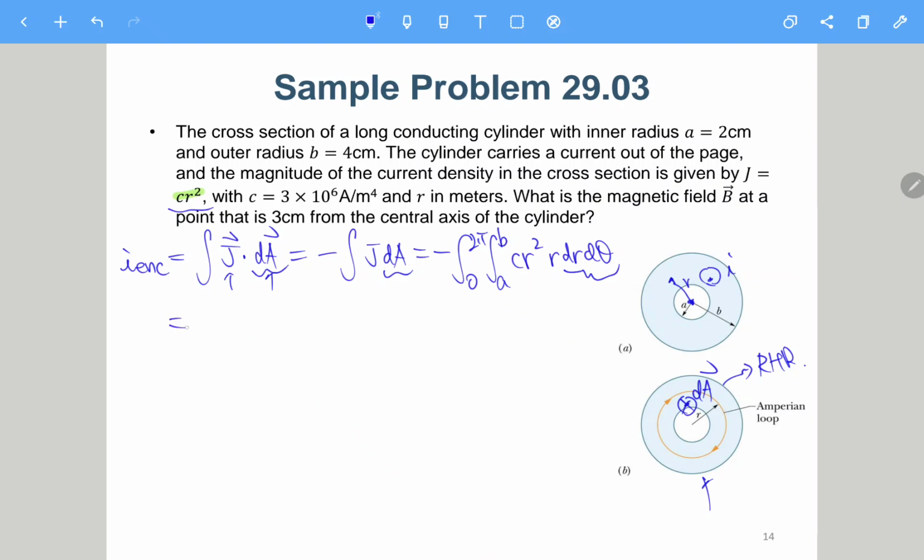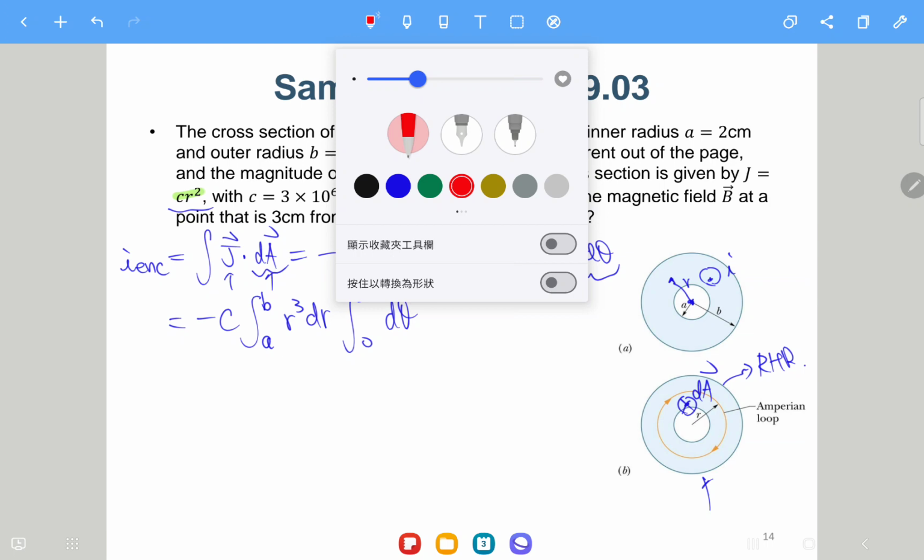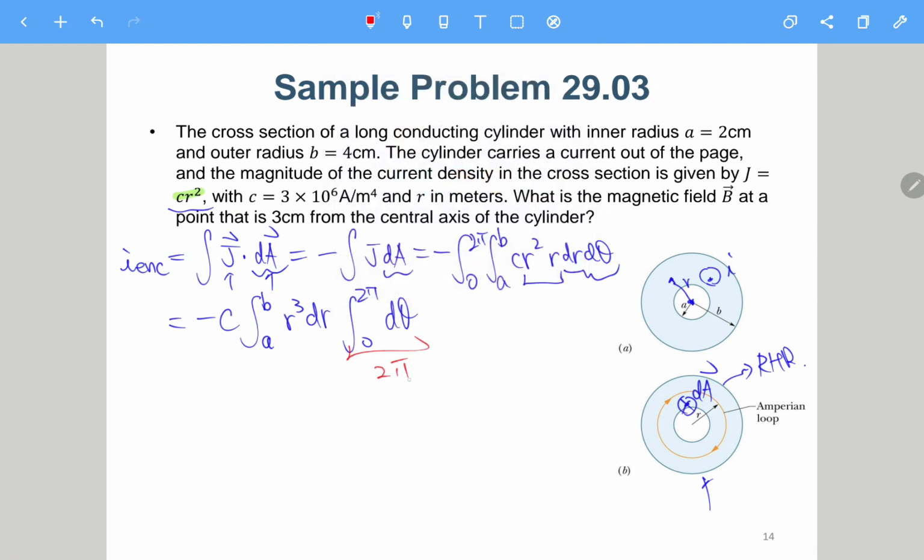So here we have a negative. C is a constant, so we can put it outside. And then altogether we have r cubed, so integration of r cubed dr, integrated from a to b. And for d theta, it is nothing but a 1, so we can just forget it, from 0 to 2 pi. So this is 2 pi, and this is b to the 4th power over 4 minus a to the 4th power over 4.